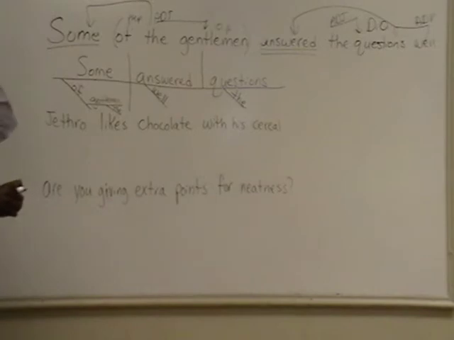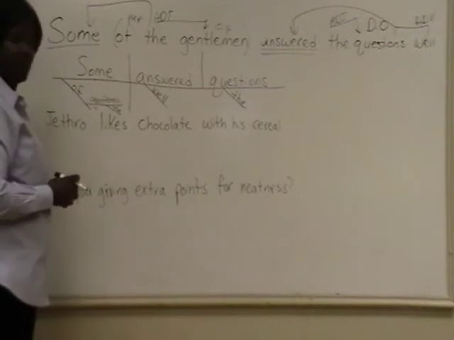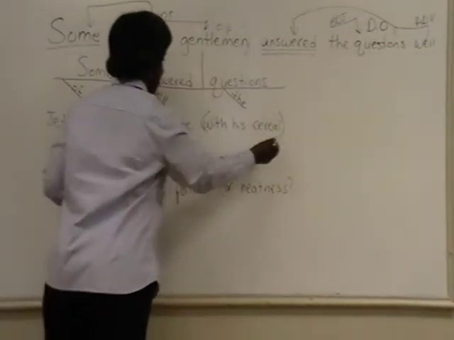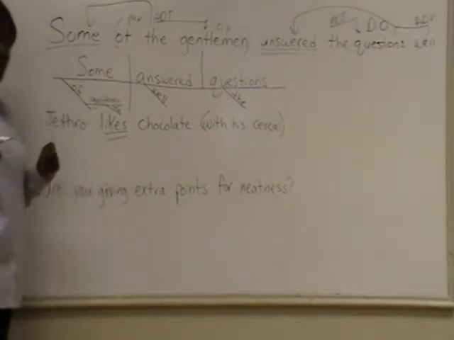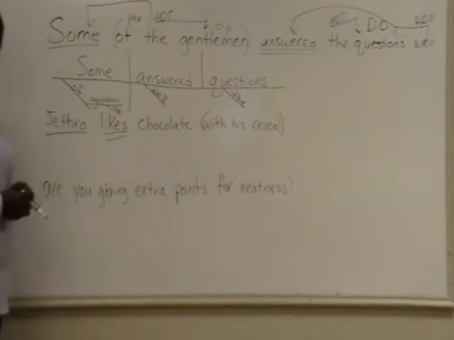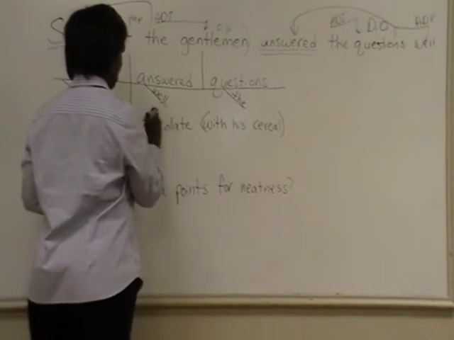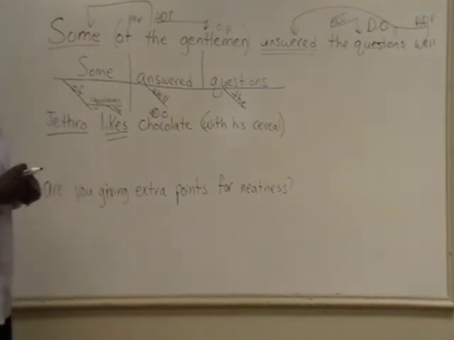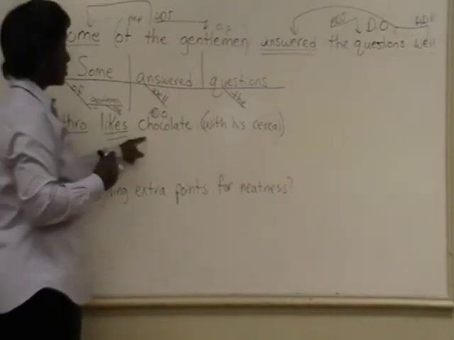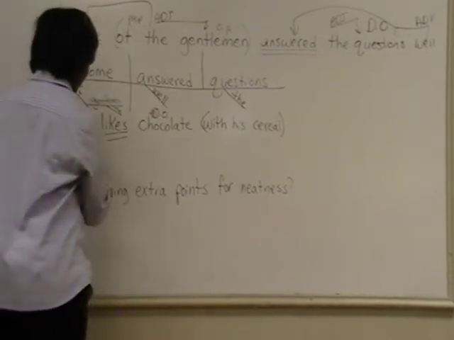The second sentence, we start by looking for conjunctions. I don't see any conjunctions, but we do have prepositional phrases, so we put those in parentheses. And then we look for our verbs. We've got "likes." Who likes? Jethro. Jethro likes whom or what? He likes chocolate. So chocolate is my direct object. I don't know why he likes chocolate with his cereal, but that's your direct object. So let's put our line here.